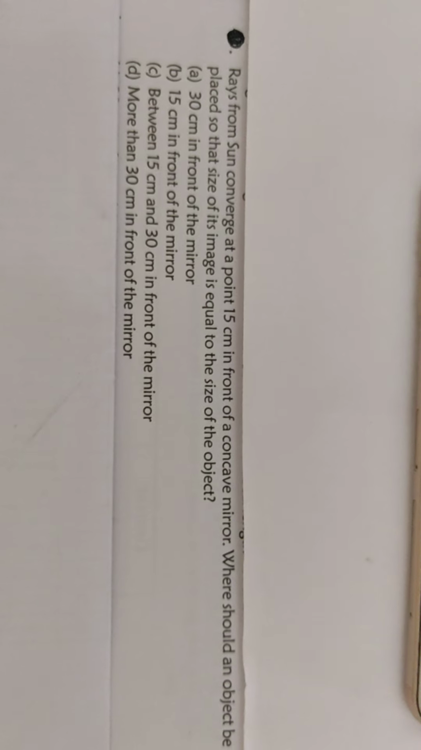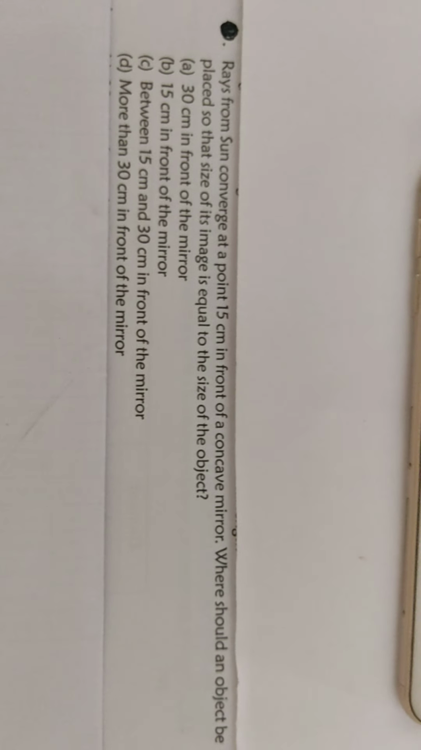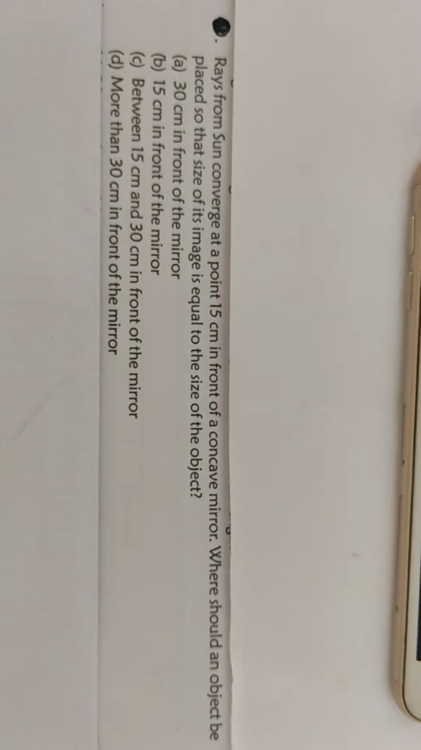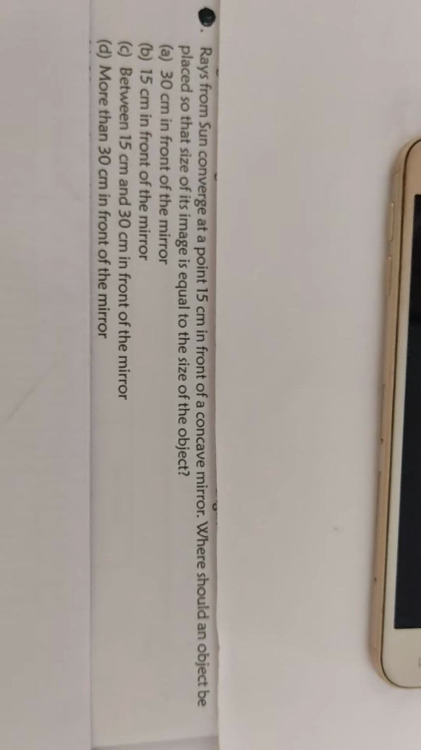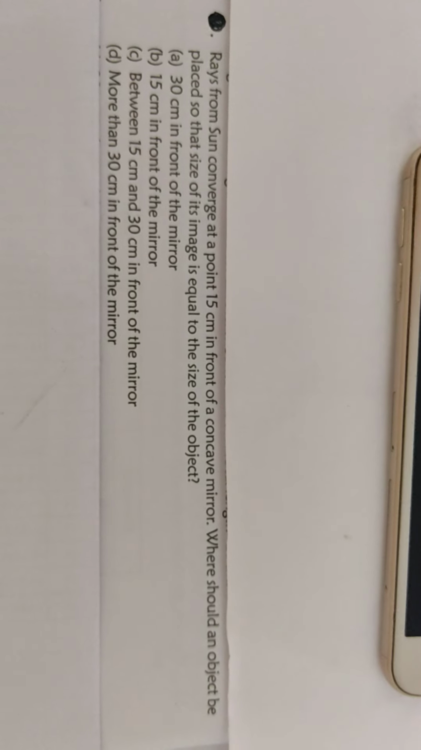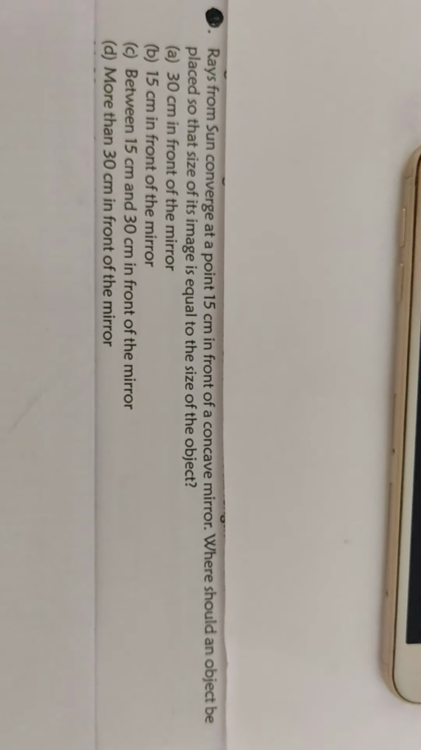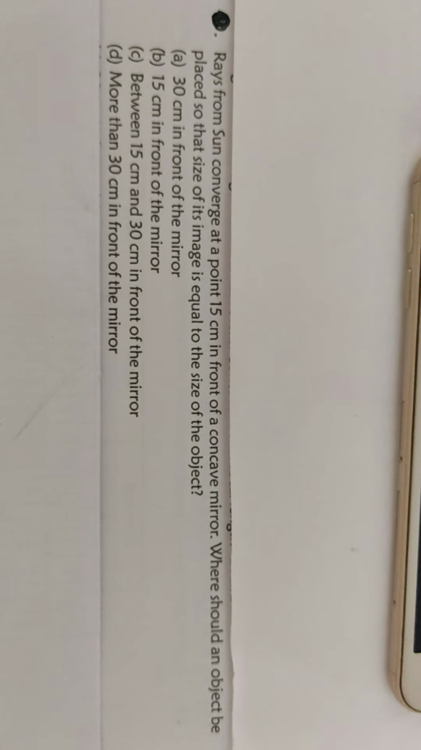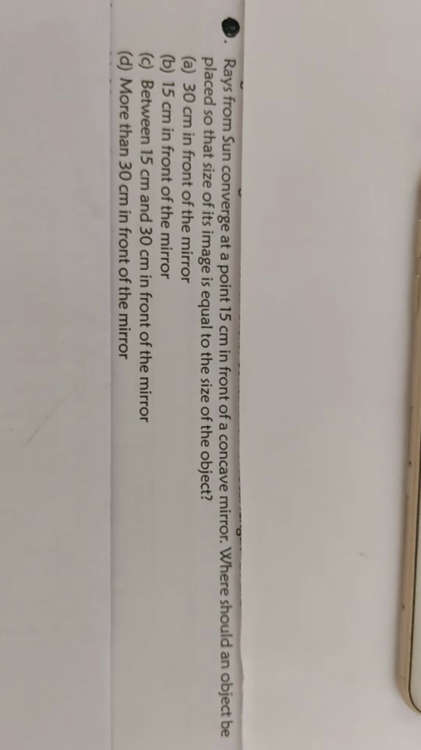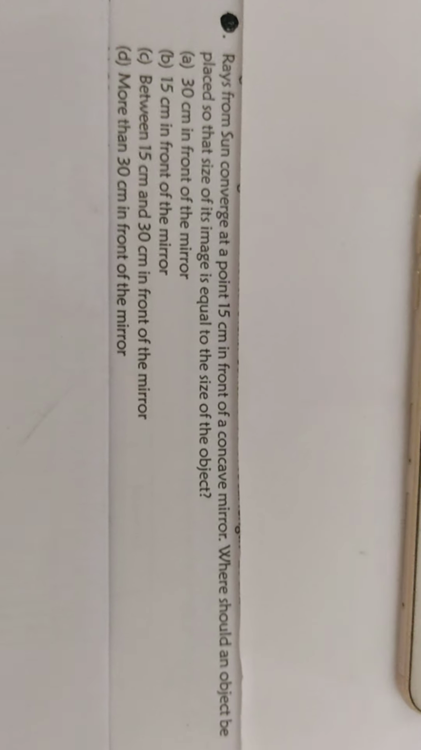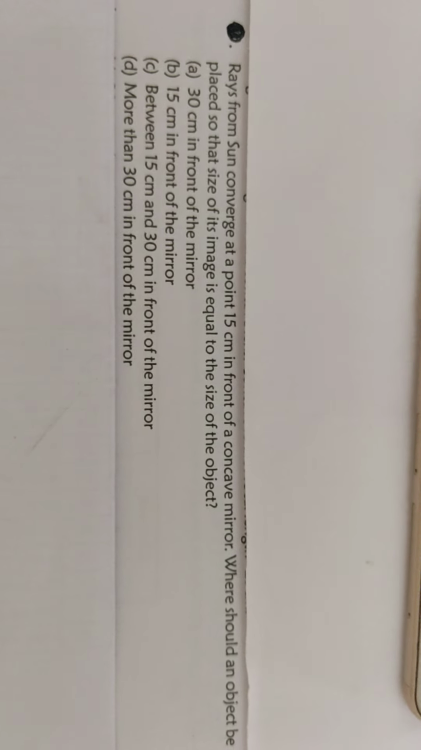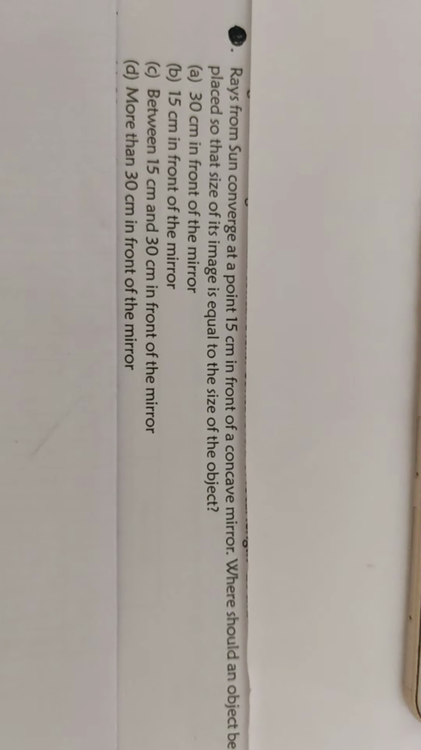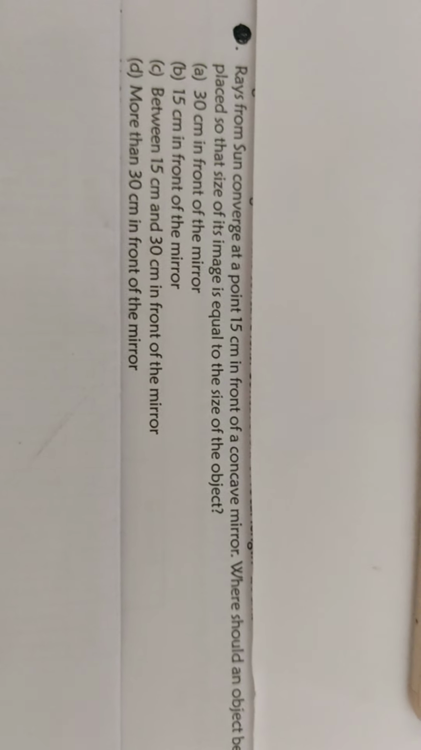Now the next MCQ is, rays from the sun converge at a point 15 centimeter in front of a concave mirror. Where should an object be placed so that the size of its image is equal to the size of the object? Now we know that in a concave mirror, rays coming from the sun, it means parallel rays, converge at its focus only. So this point, which is 15 centimeter in front of the concave mirror, is the focus, and the focal length is minus 15 centimeter.